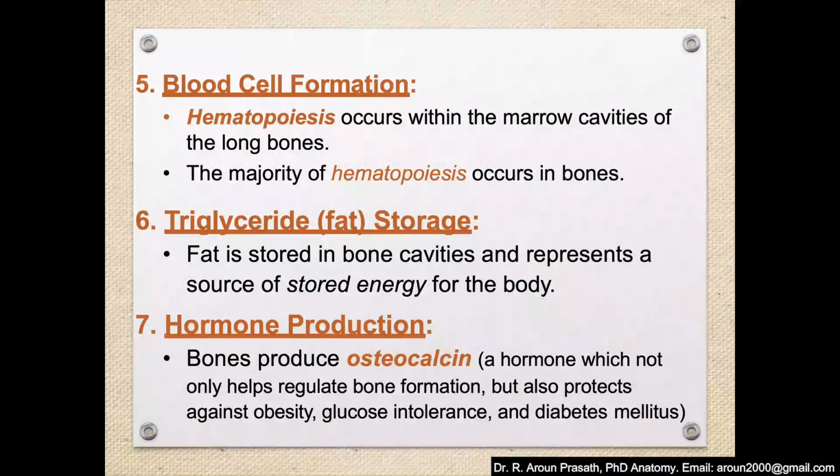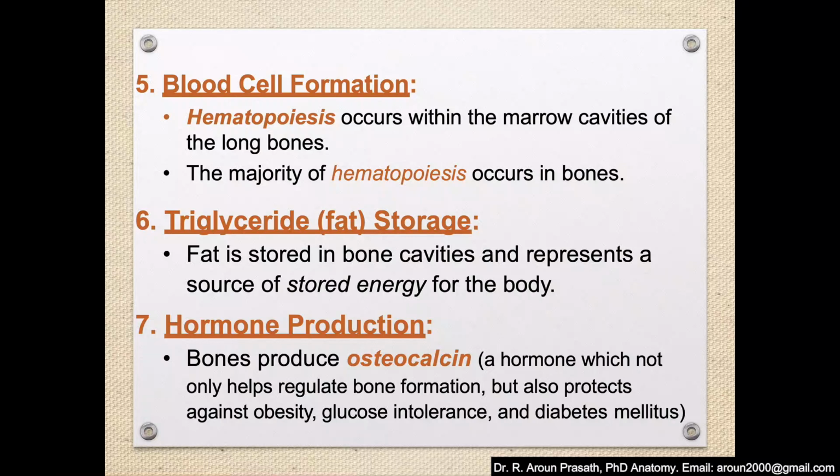Okay, so blood cell formation. This is a big mechanism. In the middle of the bone, at the center of the bone, there is spongy tissue and there is bone marrow. In the bone marrow, these blood cells are formed. We call that function hemopoiesis or hematopoiesis, however you may call it.